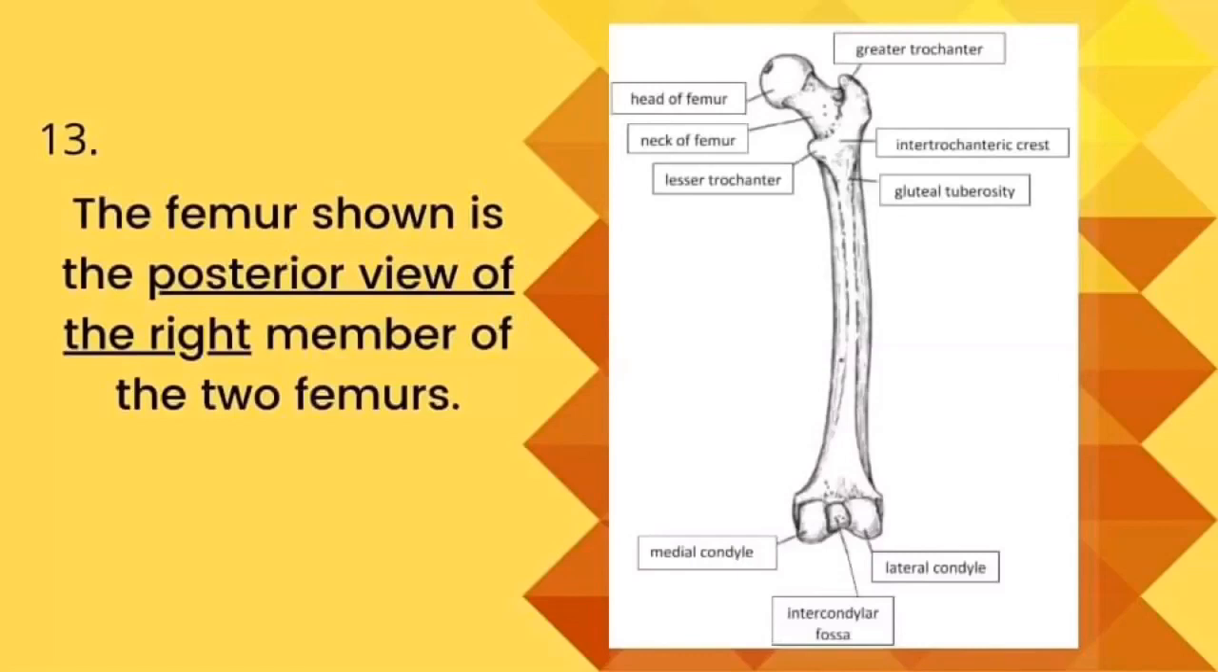Next is the neck of the femur. It is located at the upper portion of our femur, just below the ball part or the femoral head. So it also allows for an increased range of movement at the hip joint.